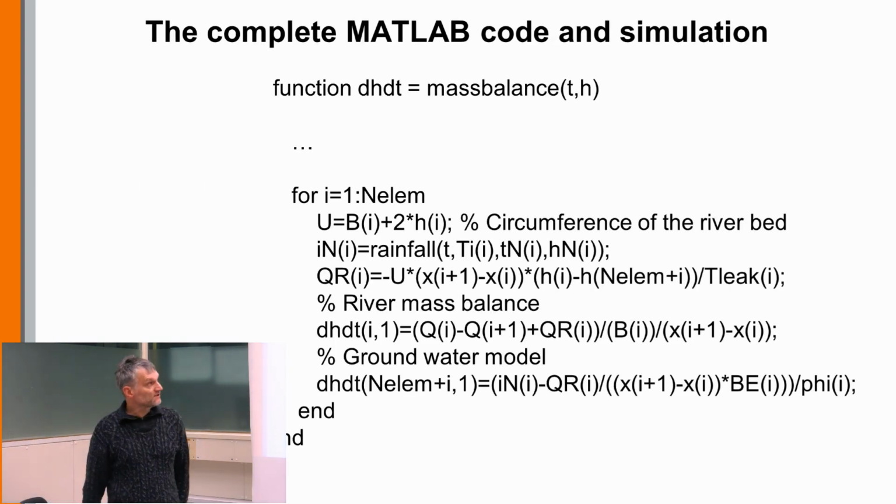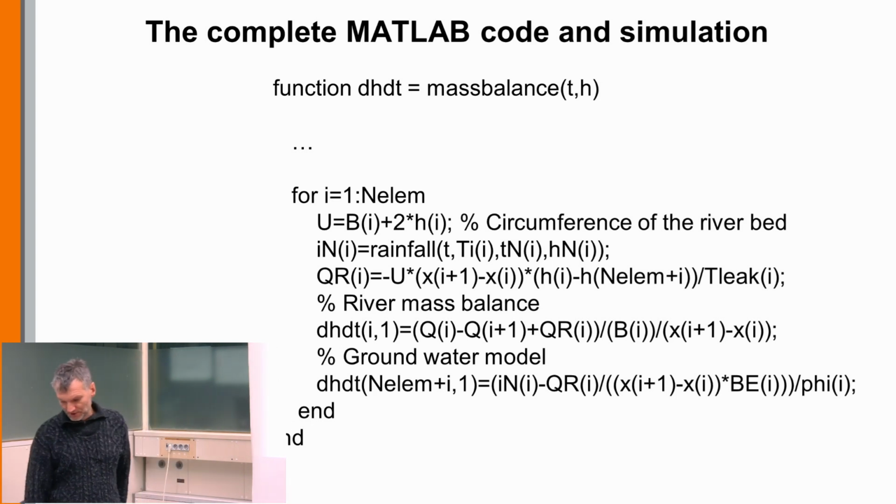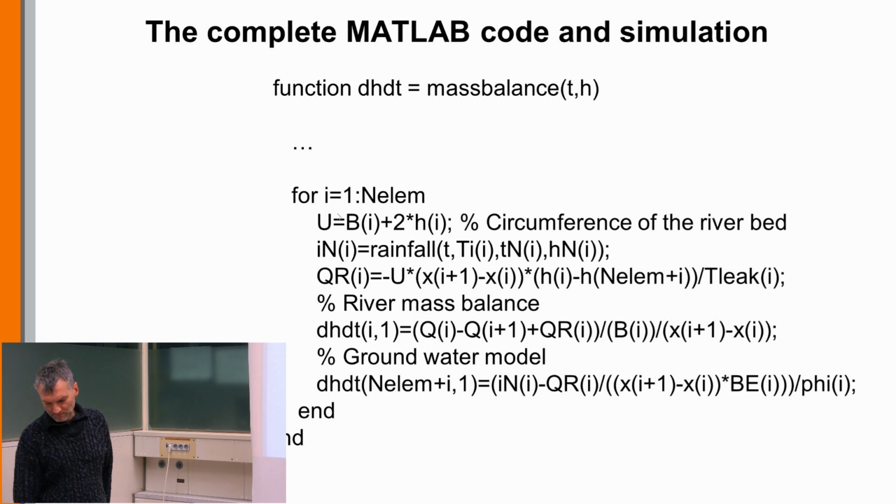For the mass balance function, it does not change very much. I just introduce here the circumference of the river, which is the width. Again, we assume a rectangular cross-section. So the circumference of the river is the width times 2 times h for the lateral boundaries. Then I introduce rainfall events, calling a function rainfall. Then I calculate the flux going from the groundwater into the river or from the river into the groundwater, which, as I said, is the river level minus the groundwater level divided by the leakage time.